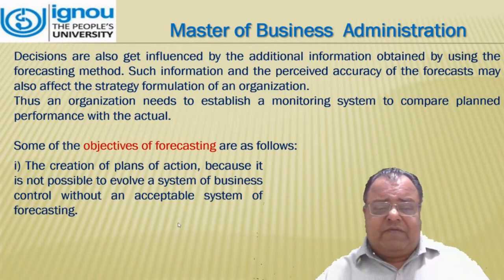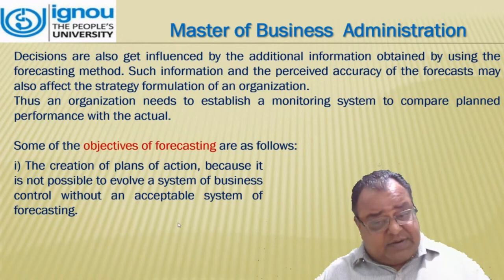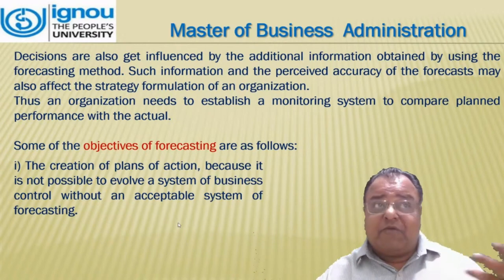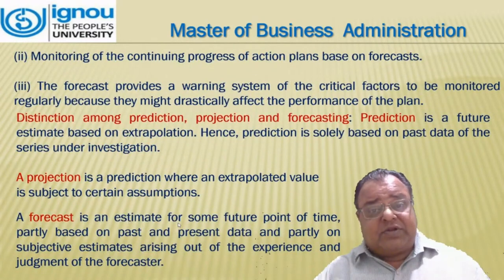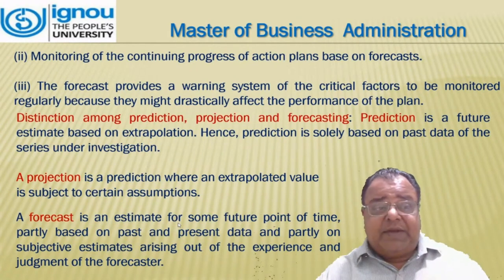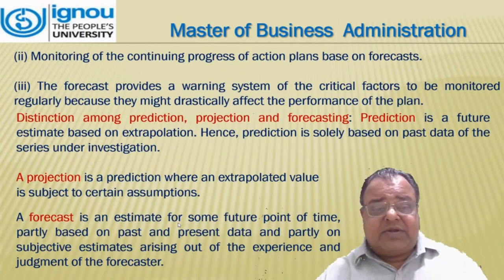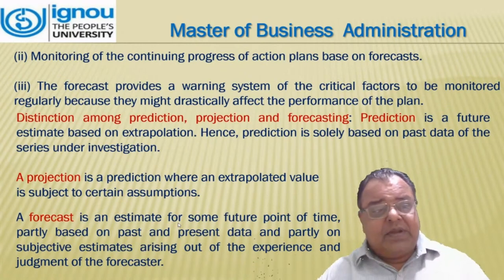Some of the objectives of forecasting are, first, creation of a plan of action, because it is not possible to evolve a system of business control without an acceptable system of forecasting. Second, monitoring the continuing process of action plans based on forecasts. Thirdly, the forecast provides a warning system of the critical factors to be monitored regularly, because they might drastically affect the performance of the plan.